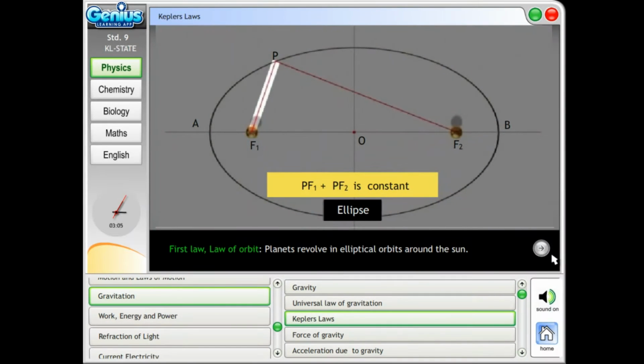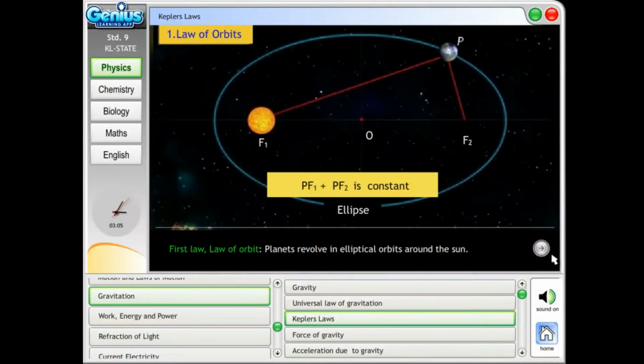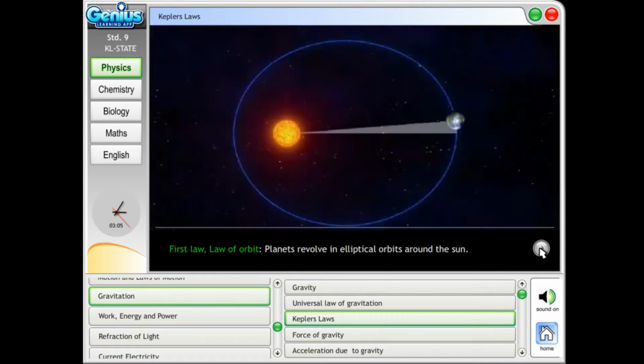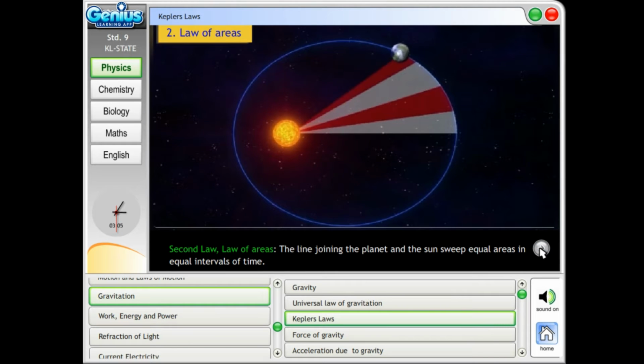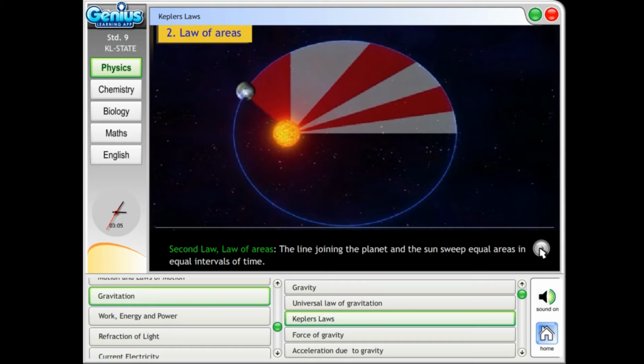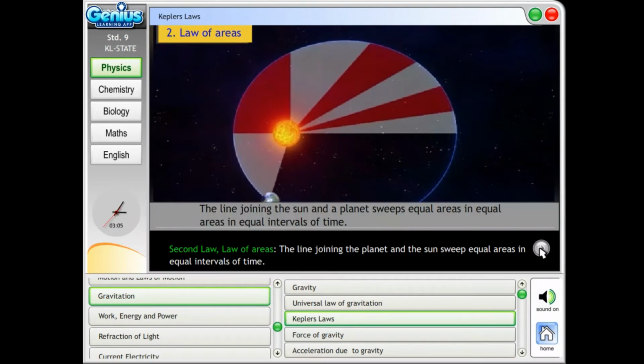Kepler's laws. First law, law of orbit. Planets revolve in elliptical orbits around the Sun. Second law, law of areas. The line joining the planet and the Sun sweeps equal areas in equal intervals of time.